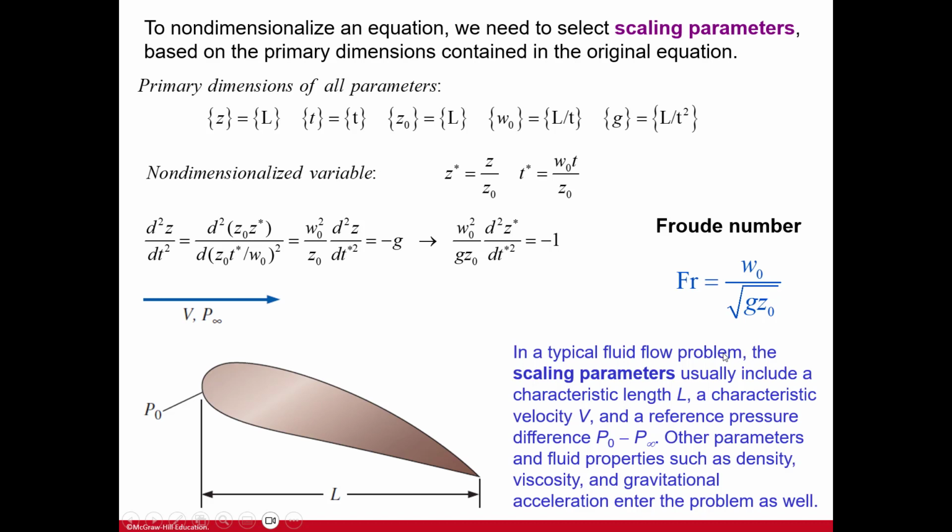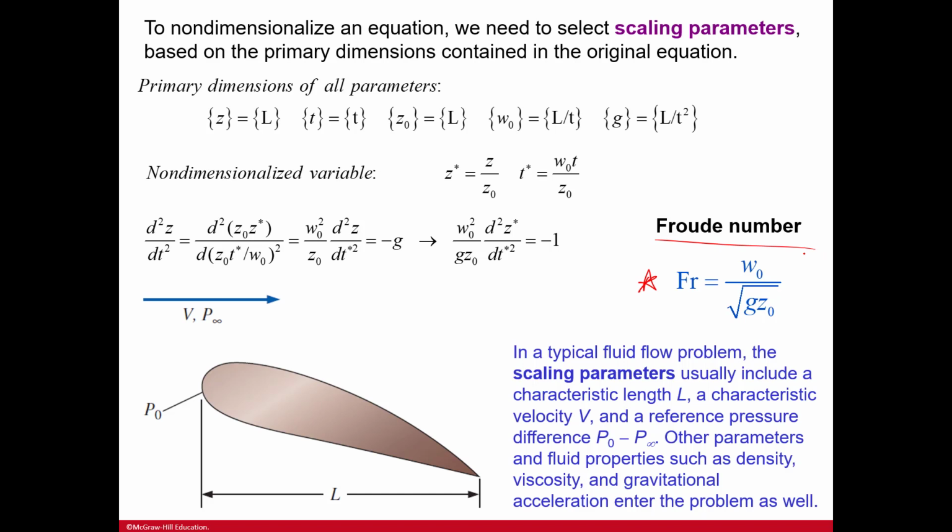To non-dimensionalize an equation, we need to select scaling parameters based on the primary dimensions contained in the original equation. And so here we have an example, and then we have a Froude number. That's the introduction of this. We're going to talk more about this, but this is very important.